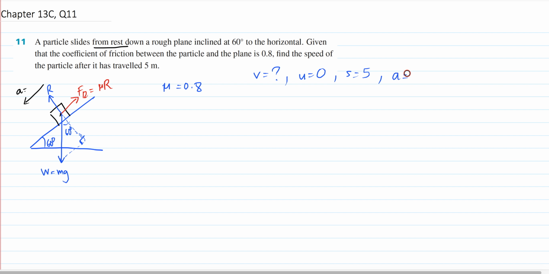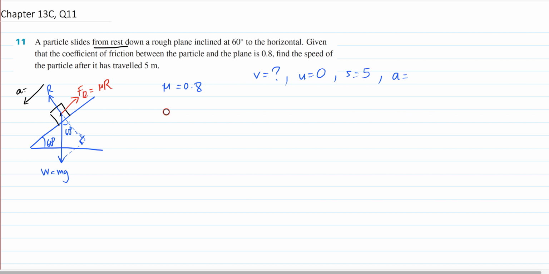Once we know all this information, this is a constant acceleration question, because acceleration in this case would always be constant. Then you can solve for v using your physics formulas, one of those 4 or 5 constant acceleration formulas. So let's solve for acceleration first, and after that we can solve for velocity.